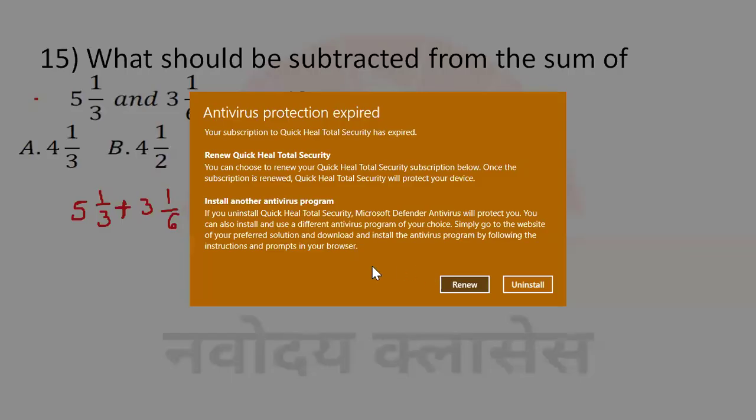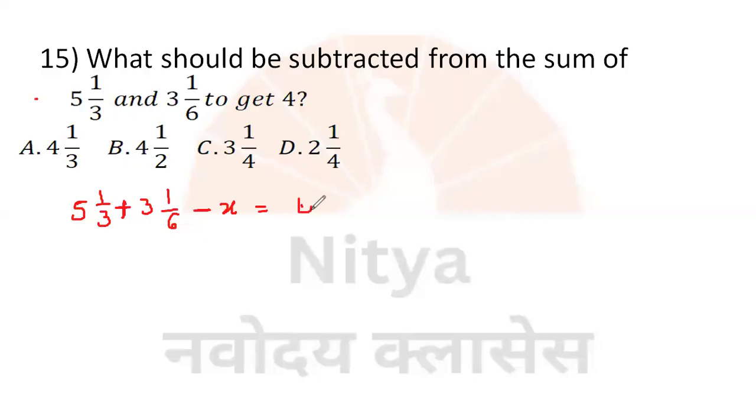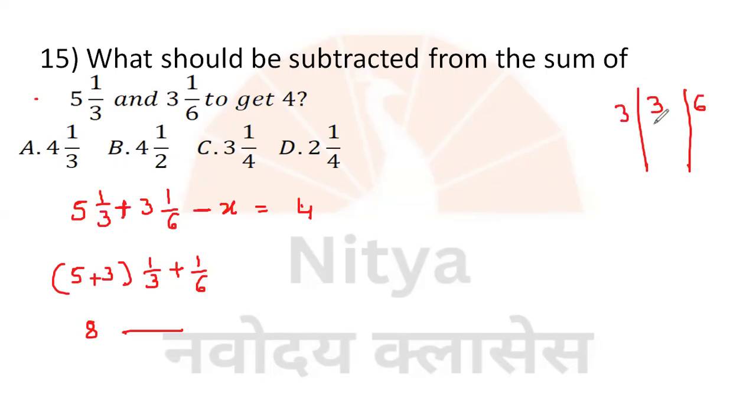So we get 4. So now 5 plus 3. We have to add the whole part and the fraction part here. So 5 plus 3 is 8. And again 3 and 6 are unlike fractions, so we have to take an LCM. 3 1s are 3, 3 2s are 6, and 2 1s are 2. 3 into 2 is 6. That is the LCM, the least common multiple, which is 6.